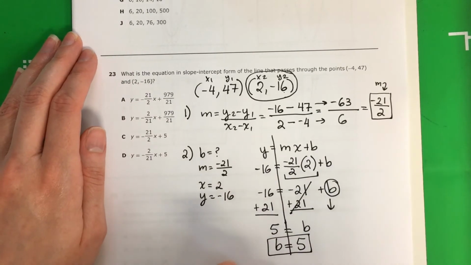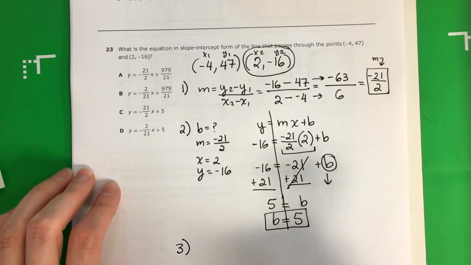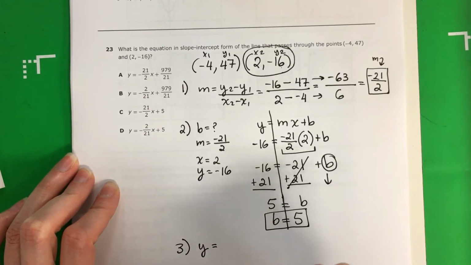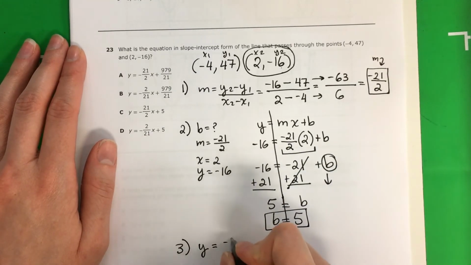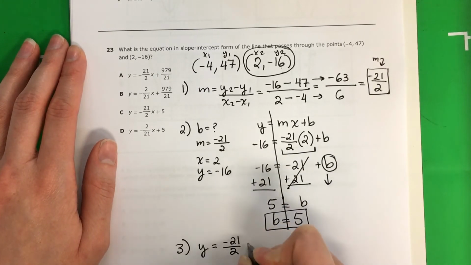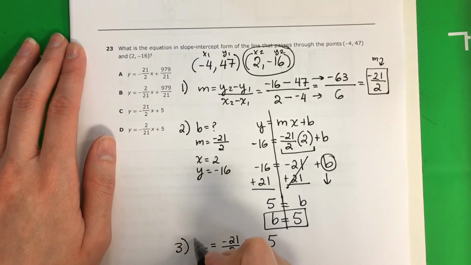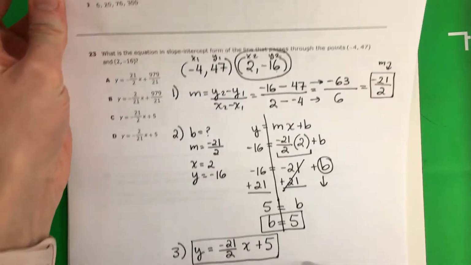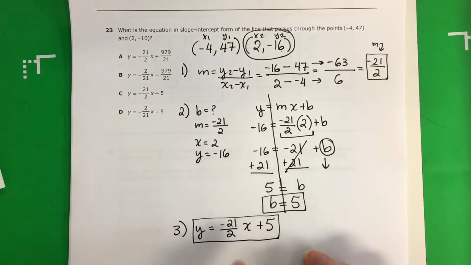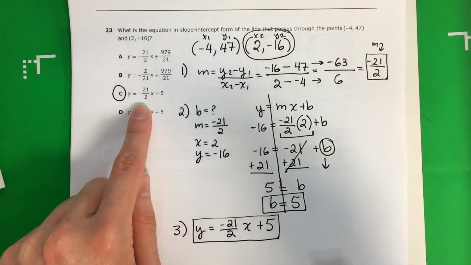Now the last step is we are going to put it in the equation. Y equals mx plus b. M needs to be a number, so negative 21 divided by 2, x, and this is a positive 5. So here is my final answer. Let's see where I see this. Well, it looks like it is C.